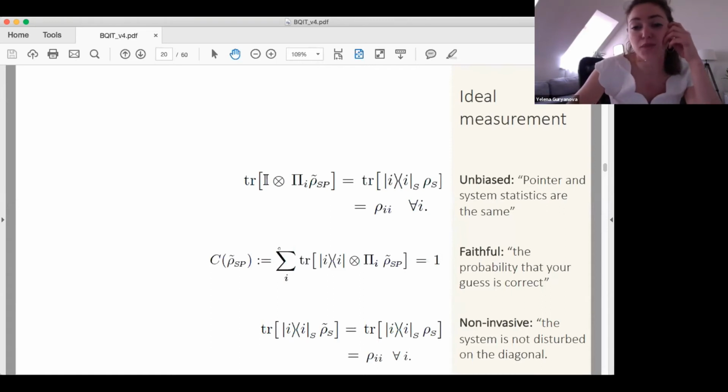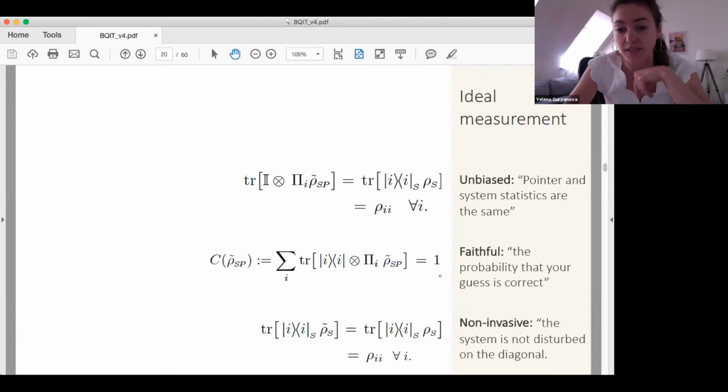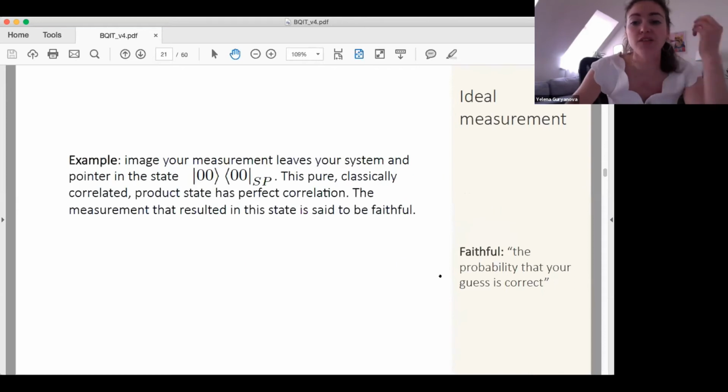So faithful is captured by this function C. You can think of C as the correlation. How well are the system and the pointer correlated? If the answer is 1, the system and the pointer are perfectly correlated, and your pointer never tells you the wrong outcome. To illustrate this, you can think of an example.